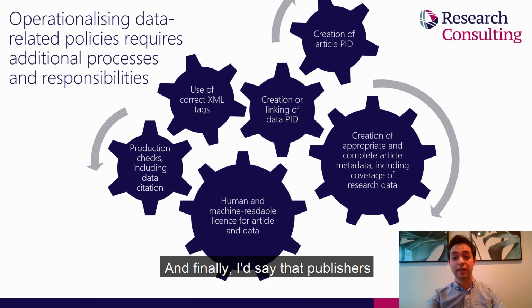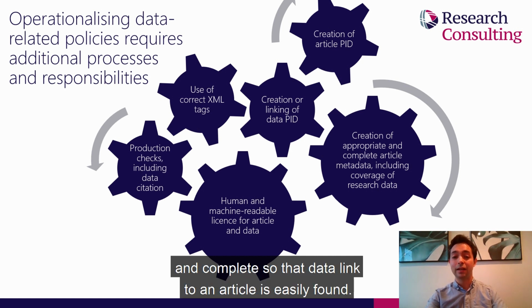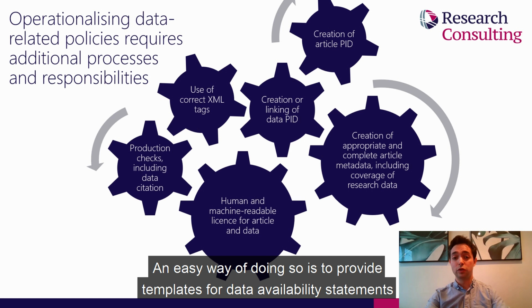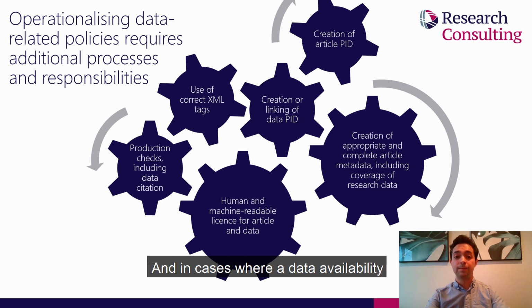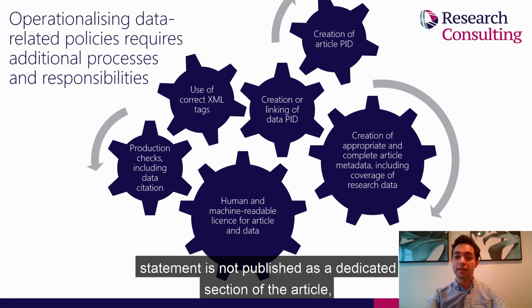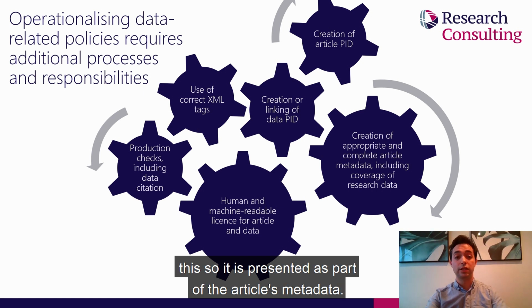And finally, I'd say publishers should do their utmost to ensure that data availability statements are clear and complete, so that data linked to an article is easily found. An easy way of doing so is to provide templates for data availability statements, as these can really help authors understand the journal's expectations. And in cases where a data availability statement is not published as a dedicated section of the article, but as part of the article's body, publishers would ideally identify and tag this so it is presented as part of the article's metadata.